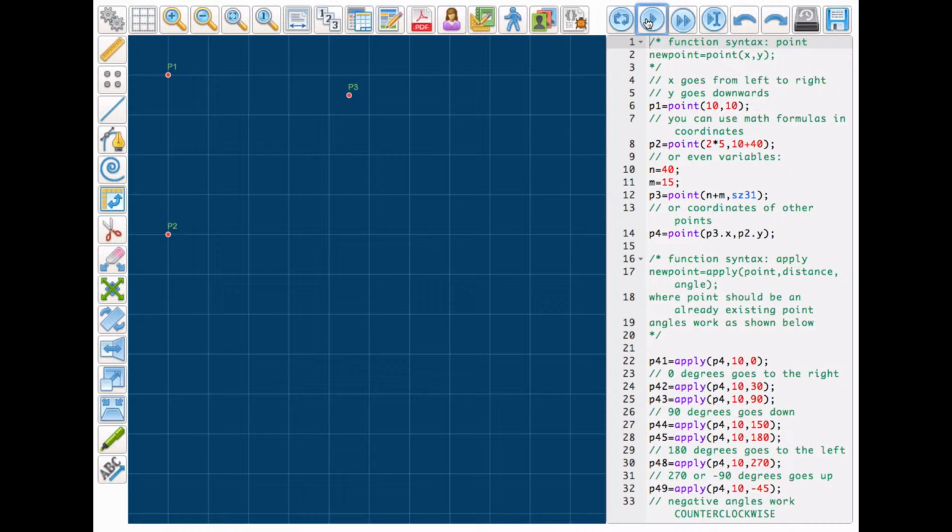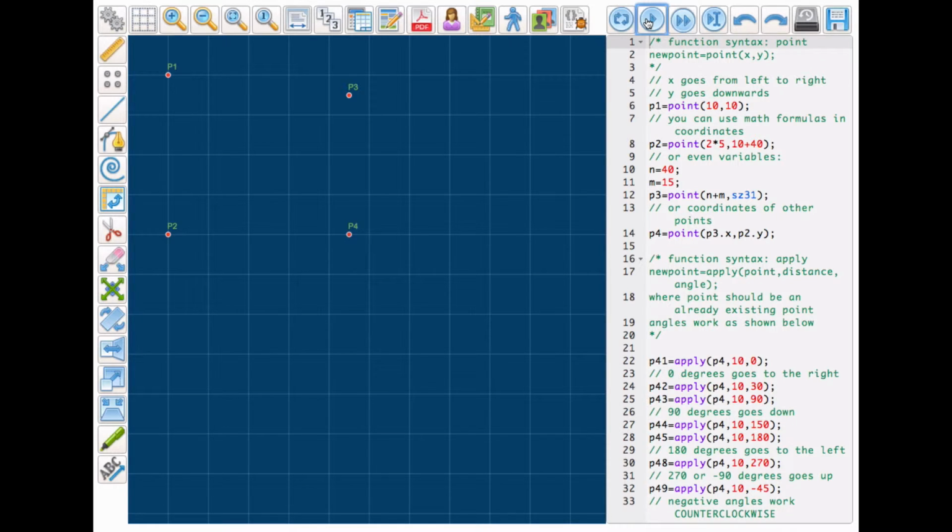The full list of size constants is available at www.sewist.com. It is also possible to refer to coordinates of already existing points by using properties point x and point y. For the next point, P4, I used x-coordinate of P3 and y-coordinate of P2. The point is right below P3 and is on the same level as P2.